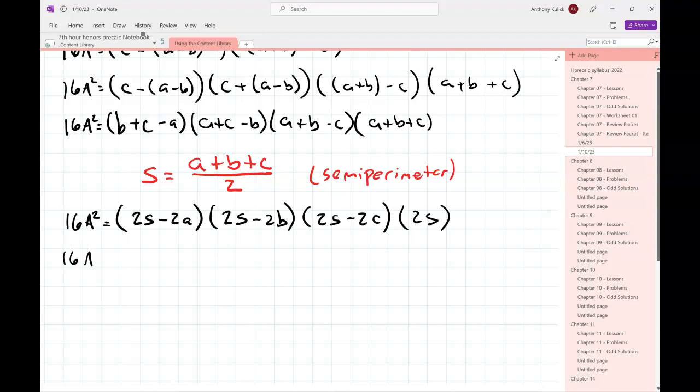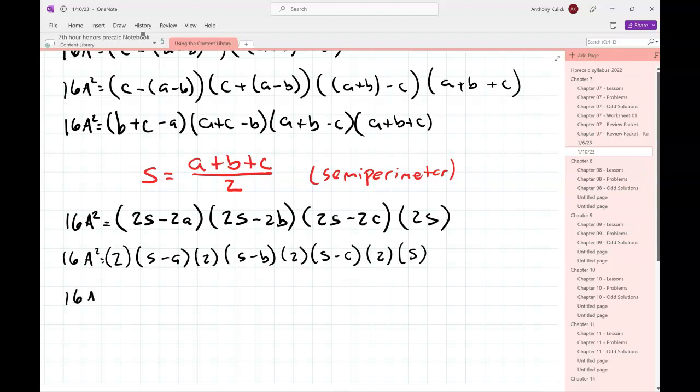Notice in each of these sets of parentheses, there's a factor of 2. And since this is multiplication, I can multiply these things in any order I want. Specifically, I'm going to multiply all those 2's together. 2 times 2 times 2 times 2 is 16. And then I'll just write it in this order.